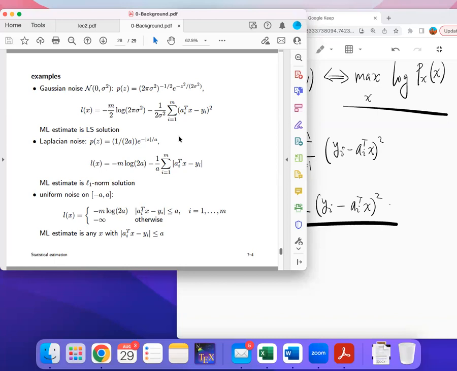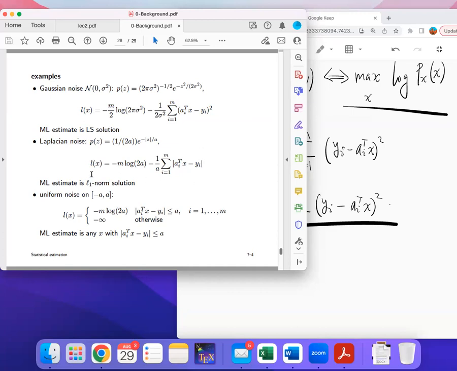You can see from their PDF function, and consequently, because of this square in the exponent, we end up with this square term in the loss function. And because of this absolute value in the Laplacian PDF, we end up with this absolute value, right? Because log will cancel out with this exponential, that gives us this absolute value.